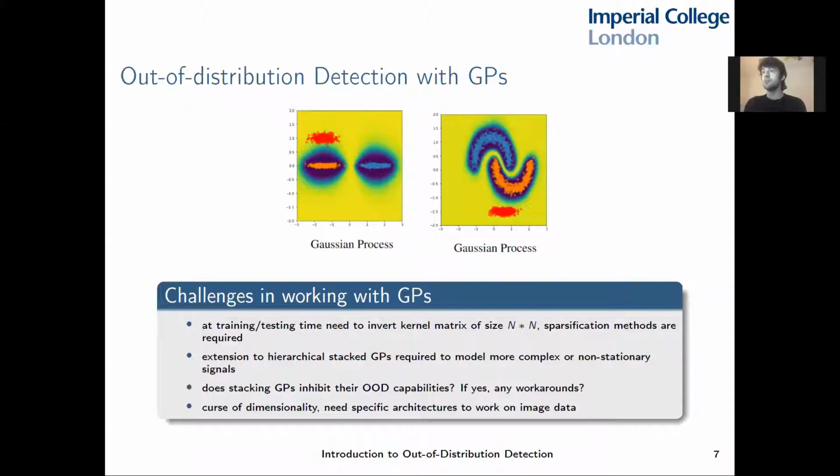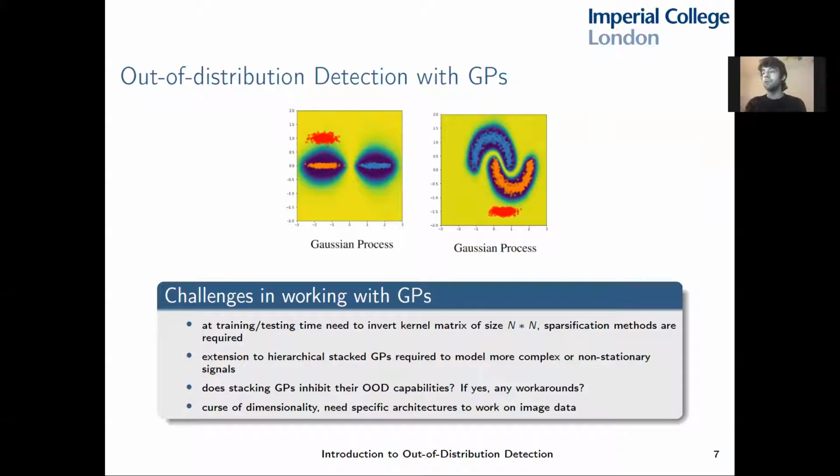So there are some problems with GPs, namely that both during training and at testing time, we have to invert an n by n matrix, where n is the number of training points, which quickly gets unfeasible for even medium-sized data sets. Hence, we need to sparsify our inference framework for GPs. Secondly, we would like something that can model complex and non-stationary signals, which with a shallow GP, you just can't. Hence, we would like to stack GPs on top of each other to replicate a neural network architecture.